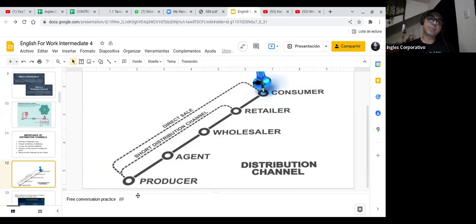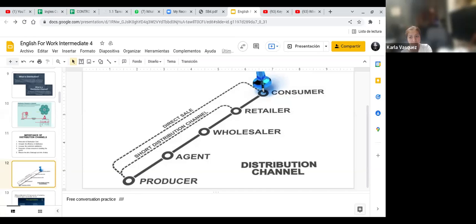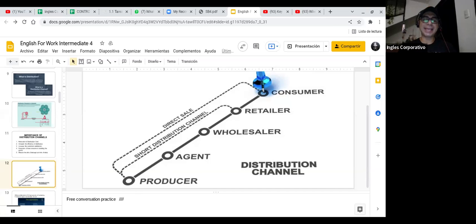The other one says a producer that goes to an agent. What do you believe an agent is here? Salesman? It's something like a salesman, right? An agent is like, I am the producer and the agent comes and identifies places where I can put my product. He doesn't actually do anything else, he just gets the contacts and sometimes has a percentage on that. Then the agent gets in touch with the wholesaler.